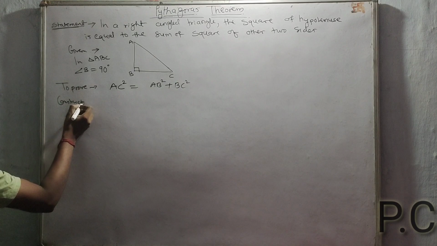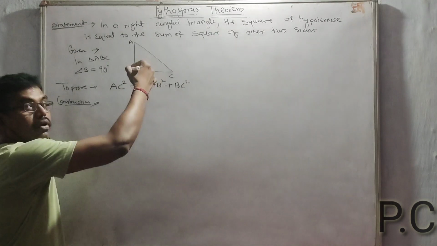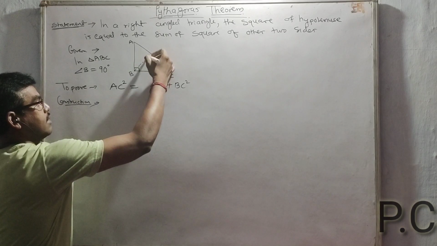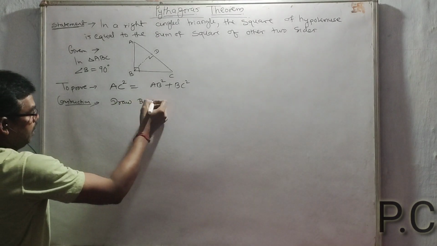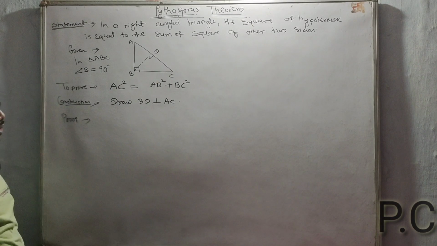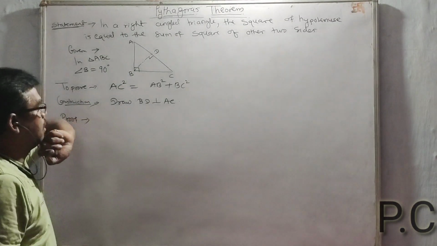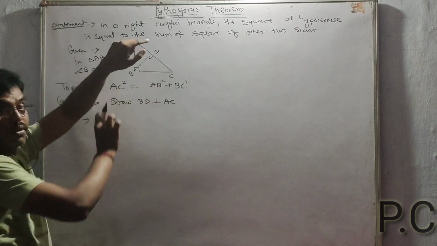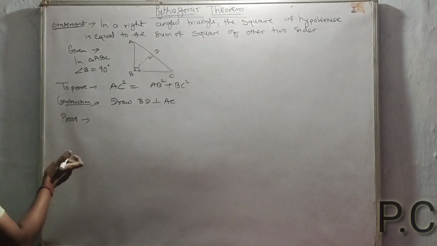Now we have to construct. यहाँ एक construction करना पड़ेगा. Construction is we have to draw a perpendicular on hypotenuse from this vertex. So draw BD perpendicular to AC. Now this theorem we prove कि भाई ये theorem similarity criteria से करना है. तो similarity criteria कैसे होगा? This triangle ABD, BCD and ABC, these three triangles are similar to each other.